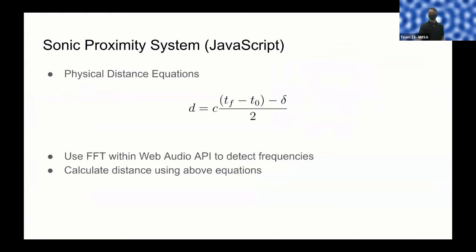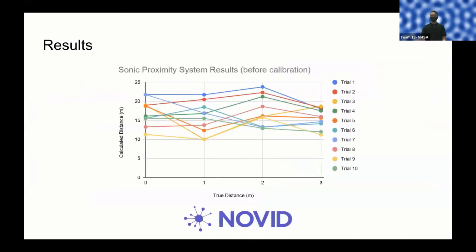Okay. So after we had a functional model, we tried to make a prototype for real life in JavaScript. We used a fast Fourier transform to detect the audio frequencies, and we used this equation that is shown in the slide to calculate the distance. And here are the results that we got from that experiment. Unfortunately, we only had an accuracy of plus or minus 5.7 meters, which isn't accurate enough to be very helpful, especially with this application with COVID-19.